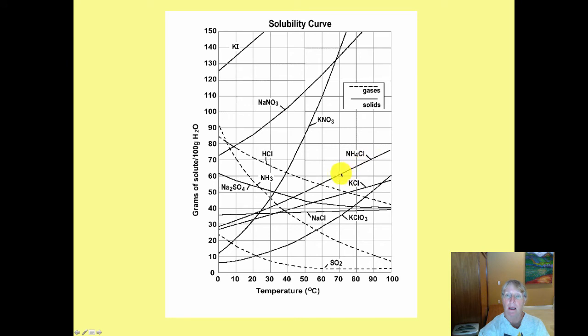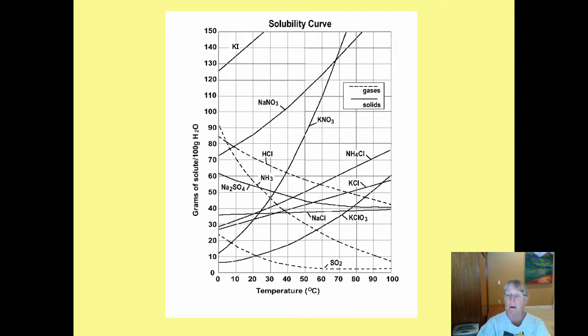So if I was to read this graph, for example, I might pick somebody like, I don't know, ammonium chloride. And what the graph is saying is that at 70 degrees, I cruise up and touch this line, and then I kind of hang a left. Approximately 60 grams of ammonium chloride would be soluble in 100 grams of water. If I had 200 grams of water, that means twice that amount, or 120 grams, could dissolve. So pay attention on worksheet problems as to the amount of water that's being provided as the solvent.